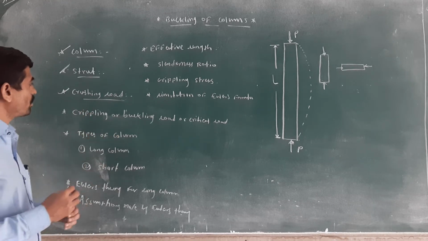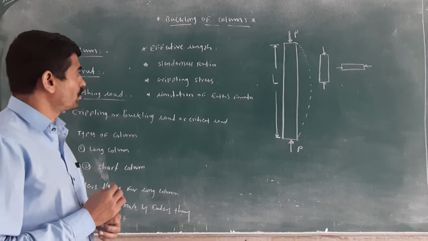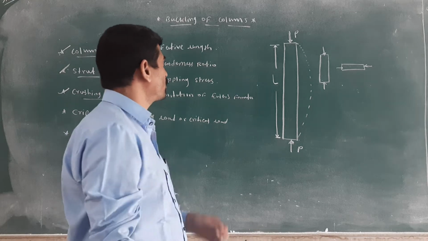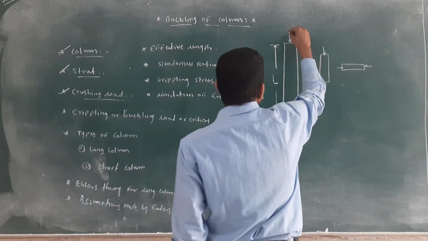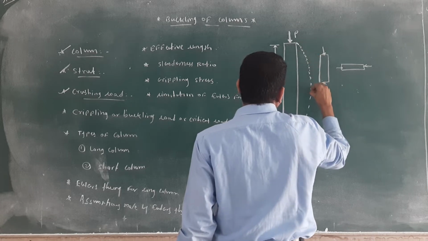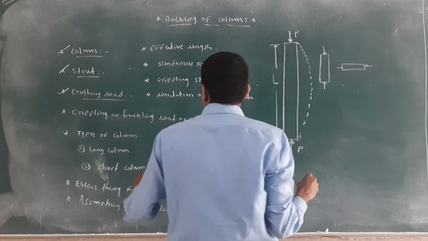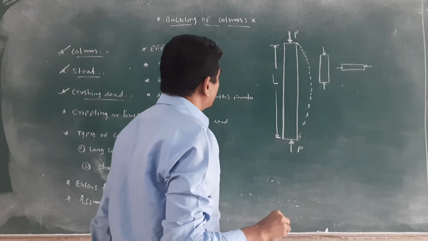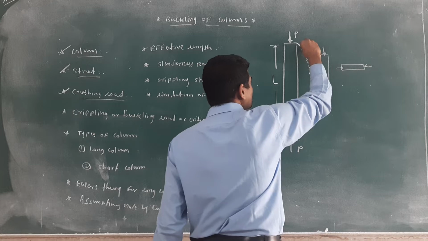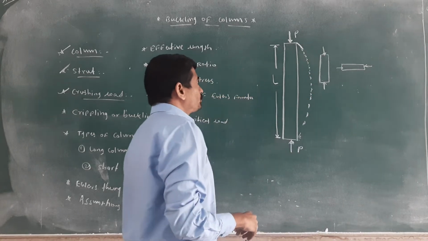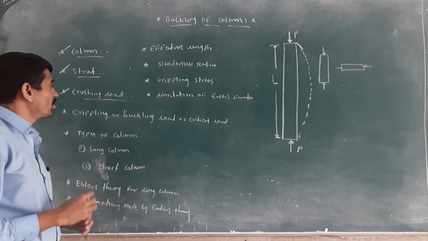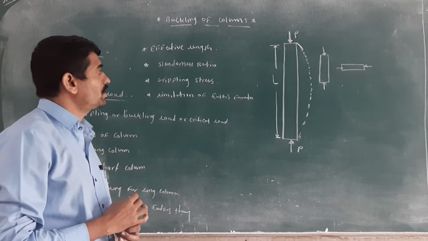What is the crippling or buckling load or critical load? The load at which a member buckles from its original position due to the applied load is called a buckling load or crippling load or critical load. This column buckles from its original position. This type of load is called a crippling or buckling or critical load.